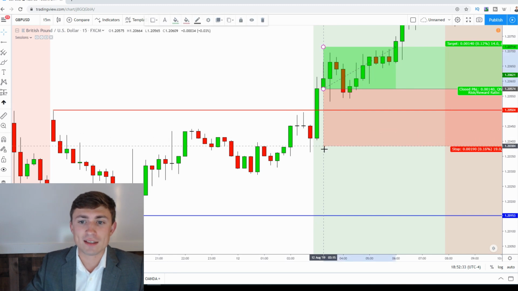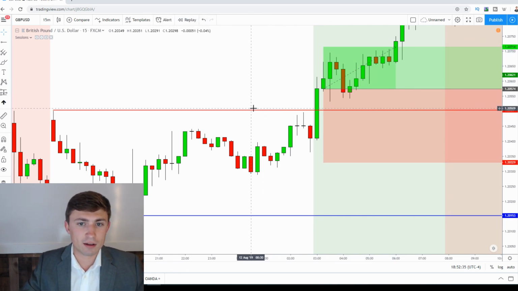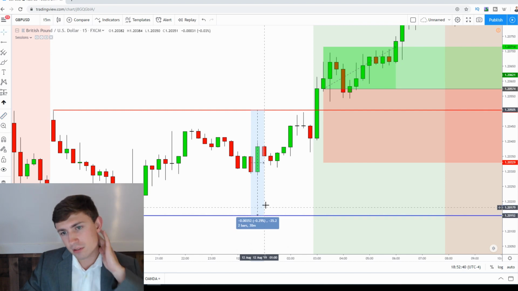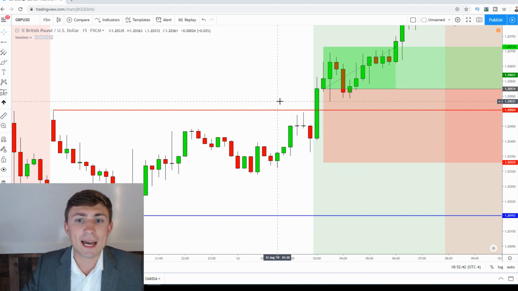Let's repeat our process. Let's define our risk first. Let's say, let's see, we're using our measuring tool. You can see there's about 35 pips. So we'll say right in between that is about, what is that?